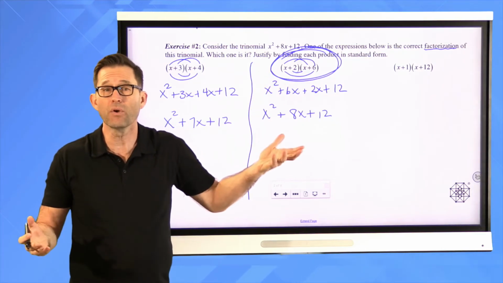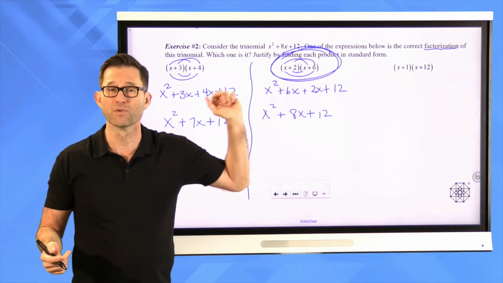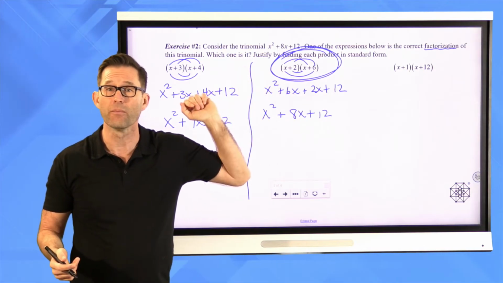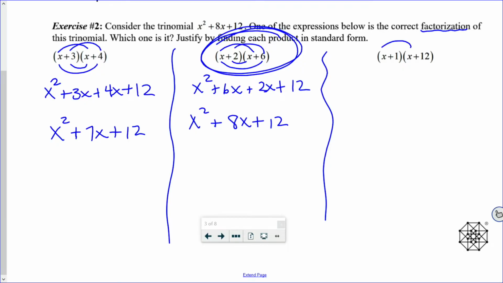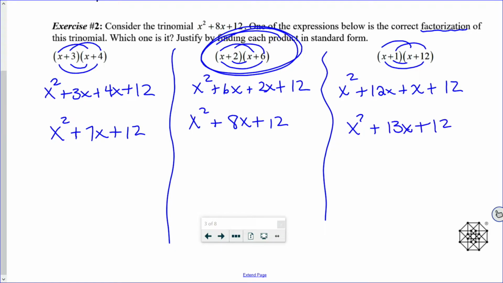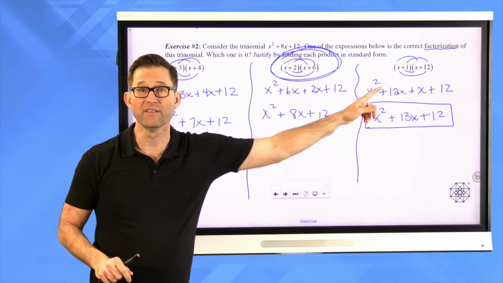And again, that's all I'm looking to do. I'm just trying to figure out if I'm given a trinomial, what two binomials, when I multiply together, would give me that trinomial. All right? It's the same thing we're always trying to do with factoring. In this final one, though, we get x times x, which is x squared, x times 12, which is 12x, 1 times x, which is x, and 1 times 12, which is 12. So I'd get x squared plus 13x plus 12. And again, not correct because it's not the same thing, right? When I multiplied these two out, I didn't get this.